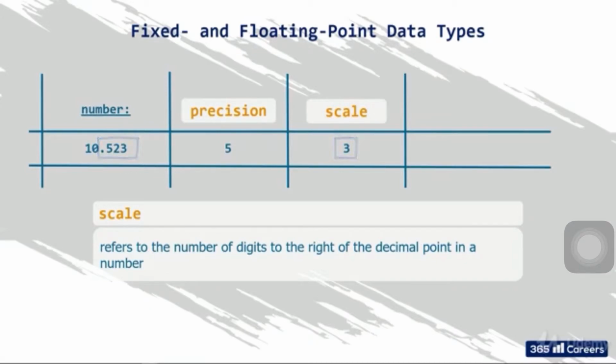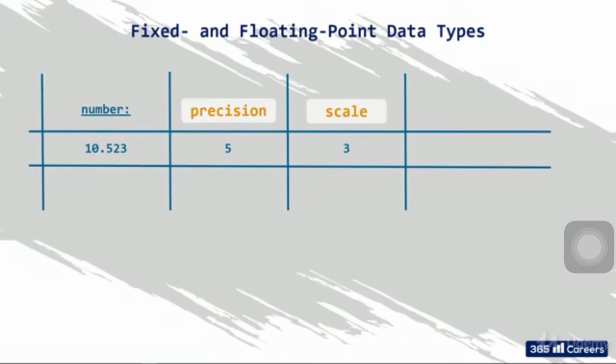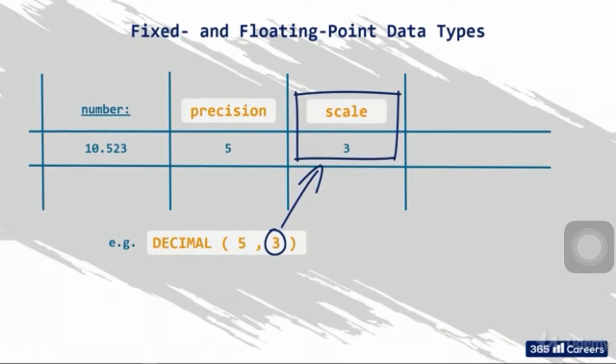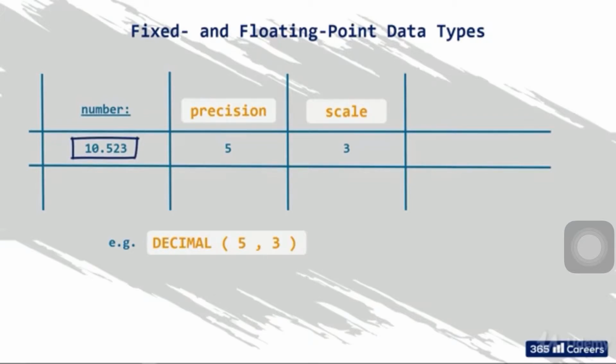Okay. Often you will see a data type succeeded by a pair of numbers within parentheses. The first one indicates the precision of the number, and the second one its scale. Therefore, a data type of 5 and 3 will be related to such numbers as, for instance, 10.523 and 36.875.